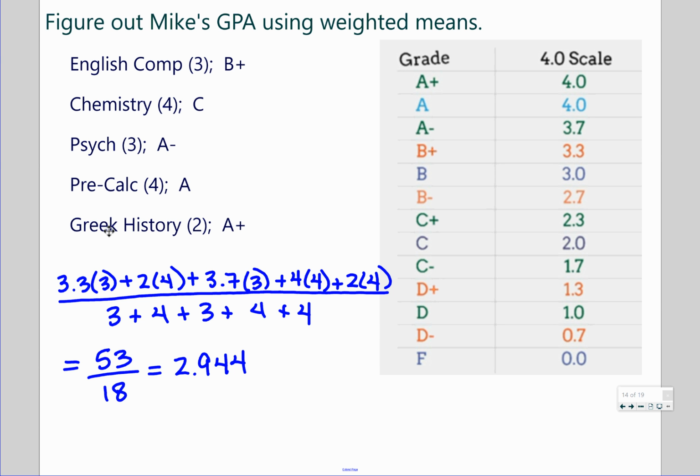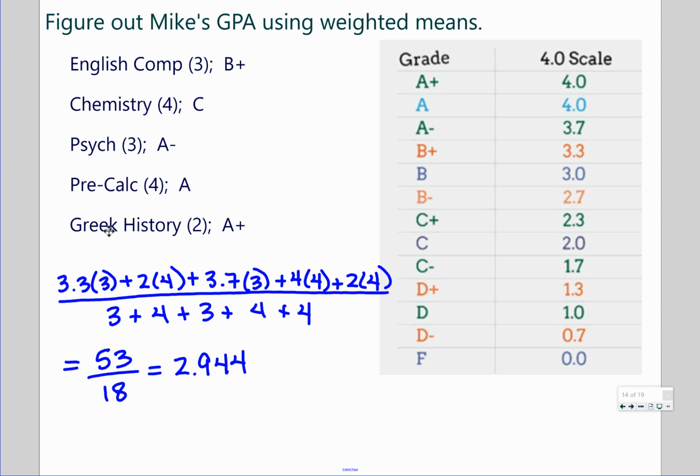So I put my work up there. I did what each grade is worth times the number of credit hours for that class. So for that B plus, it's a 3.3 times a 3. For chemistry, it's a 2 times 4, plus psych, 3.7 times a 3, etc. And then divide by the weights, which are pretty much the total credit hours that Mike took this semester. So he took 18 credit hours, do the division, you get 2.944.